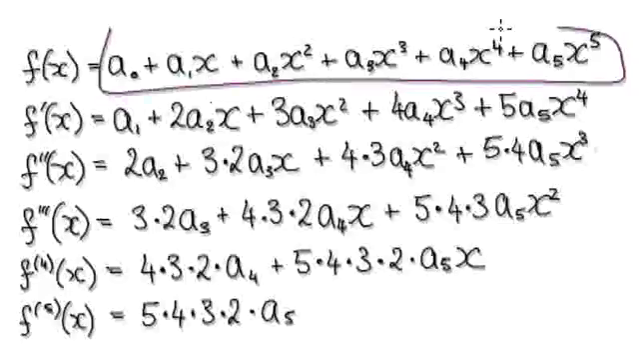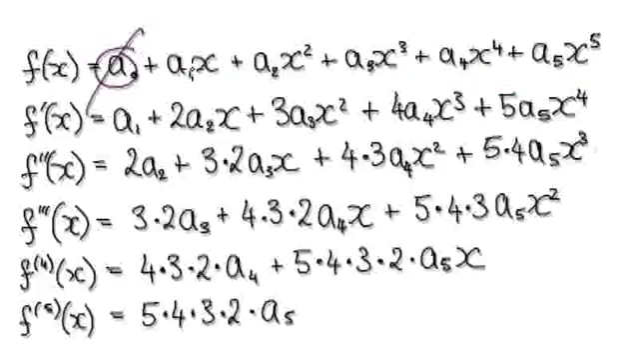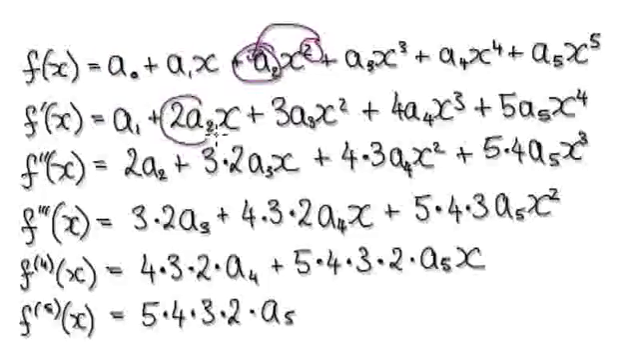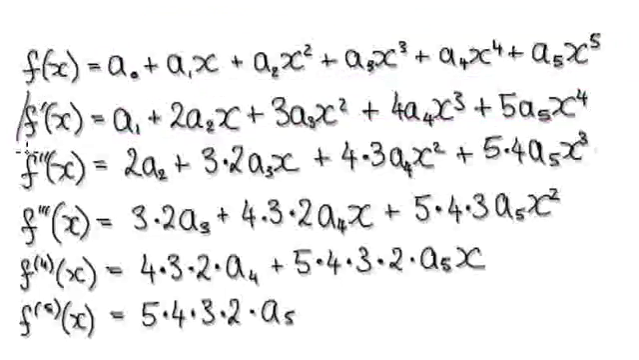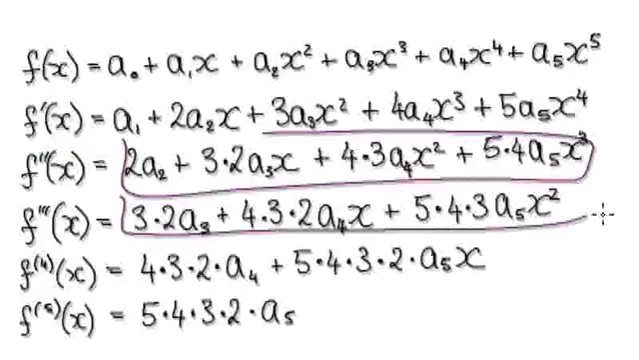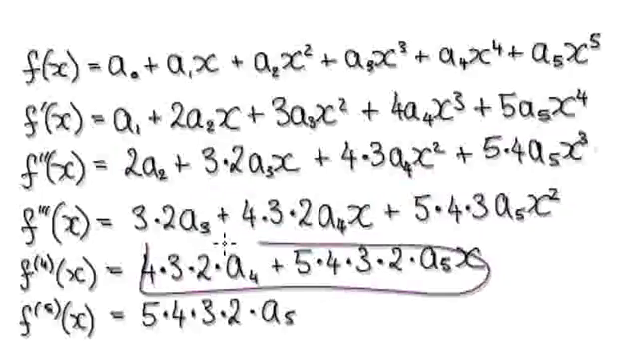So if you differentiate this, this thing here disappears. The first term will be a sub 1. Differentiate this, so the 2 will come down here. That will give you 2a sub 2, and then you've got your x here. Differentiate this, that will give you 3x squared, and so on. So if you differentiate this whole thing, it will give you this. The first derivative is this. The second derivative will be this. Third derivative will be this. Fourth derivative will be this, and so on.